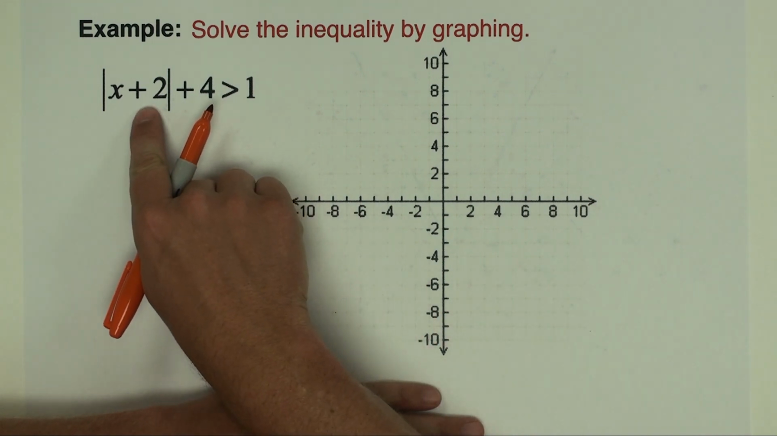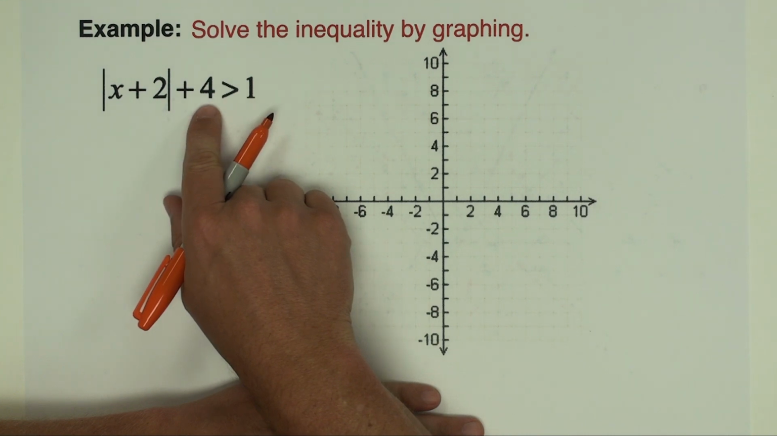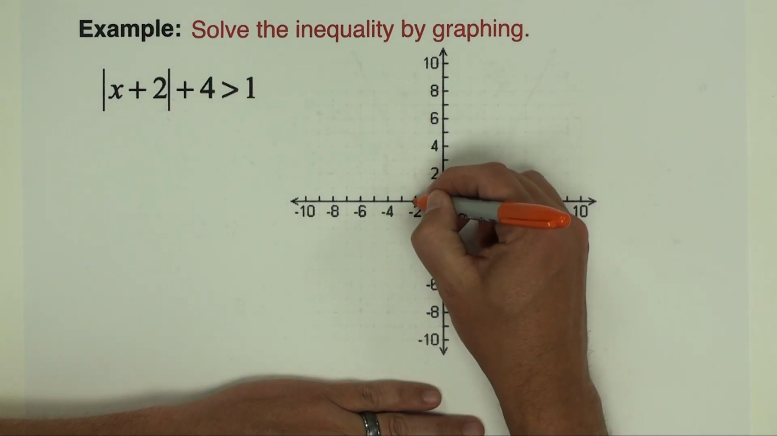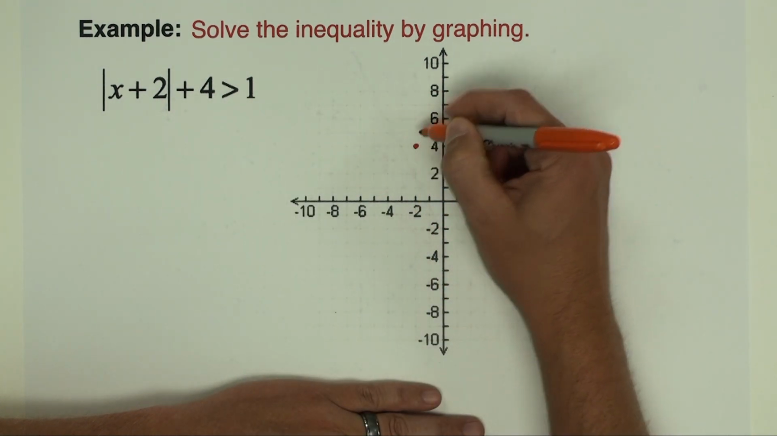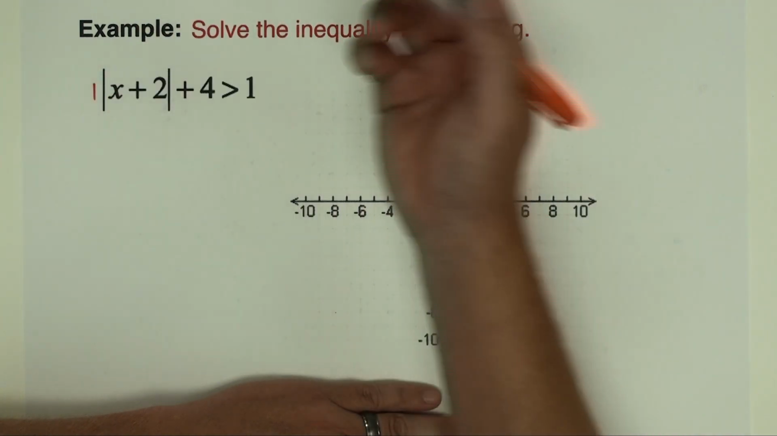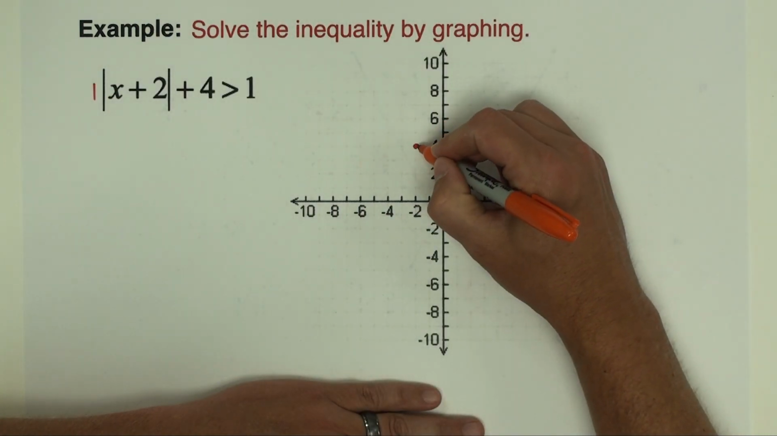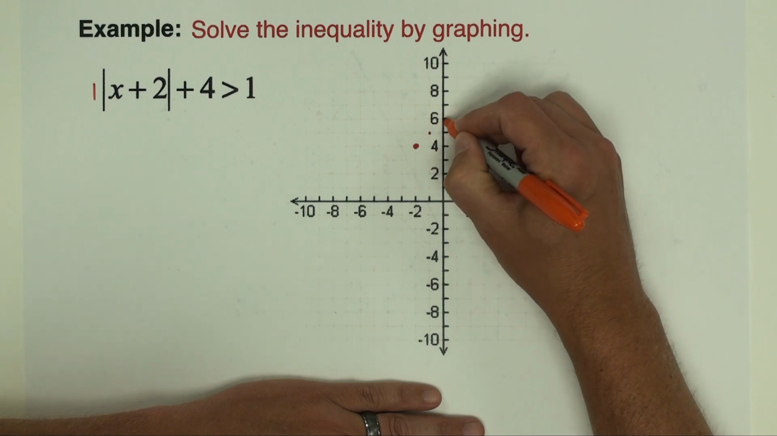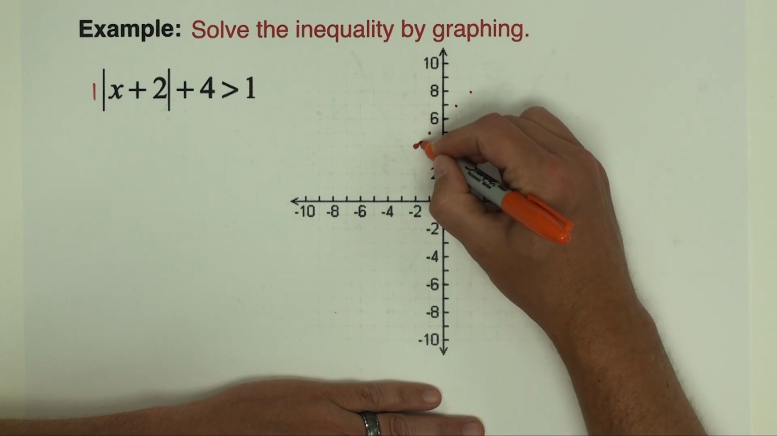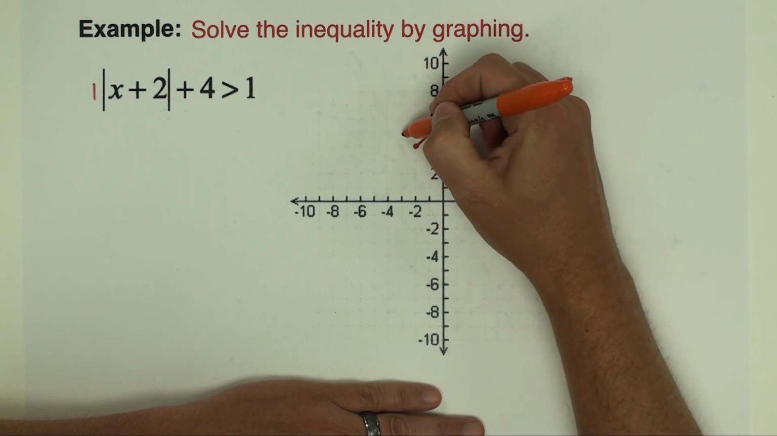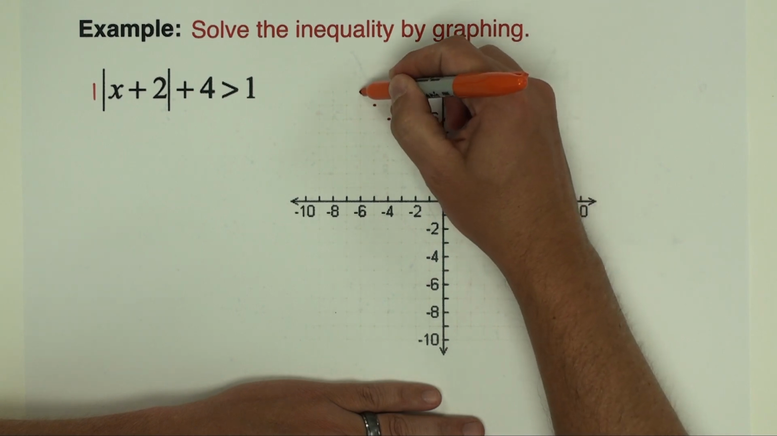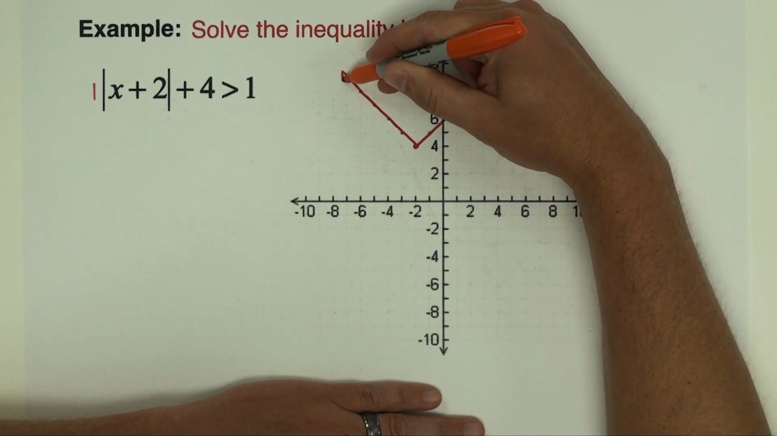Okay, the final example problem is an absolute value inequality. Start by graphing. This is going to go left 2 and up 4. So left 2 up 4. Slope is positive 1 and negative 1. So we're going to go positive 1 over 1. We're going to go negative 1 over 1. Like so.